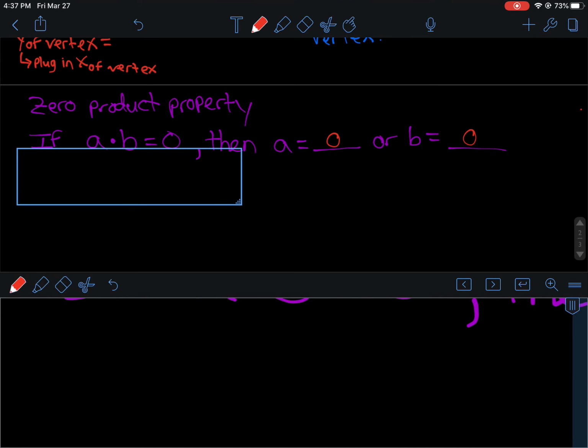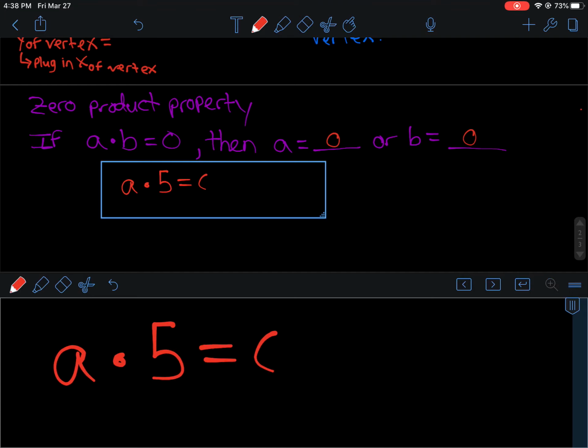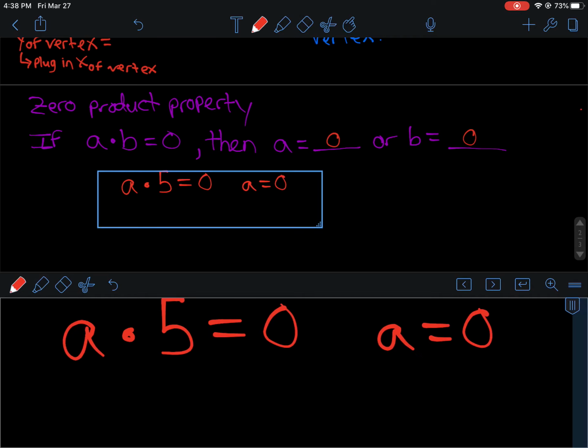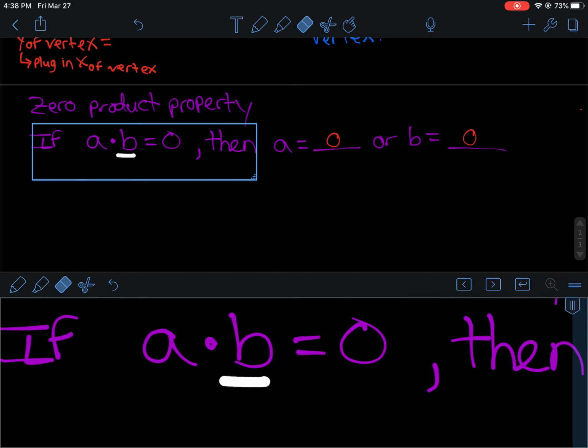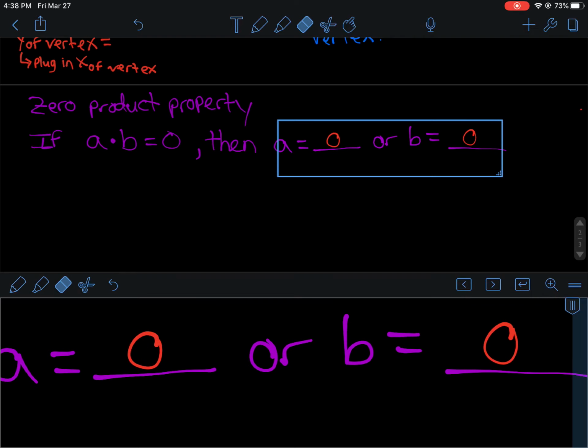So for example, let's say I have 3 times B equals 0. Well, that must mean that B is 0. That's the only number B can be in that case. Or let's say you have A times 5 equals 0. Well, in that case, A must be 0. These are just some random numbers I'm coming up with. It's really important to understand that if you have two things being multiplied and they equal 0, then one of the numbers has to be 0, or one of the expressions.